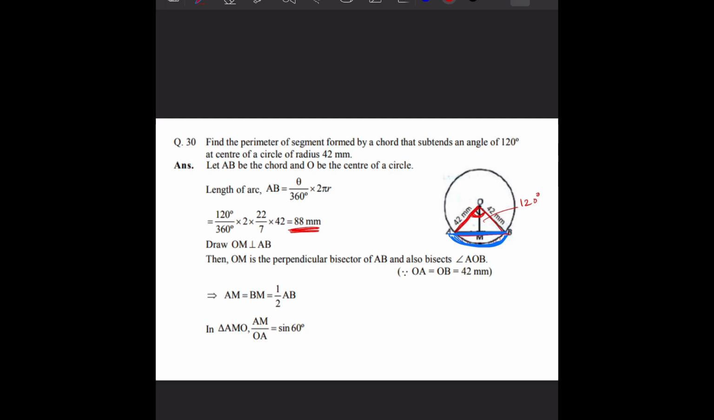We don't know the length of AB chord, but we know OM is the perpendicular bisector of AB. Perpendicular from the center on the chord bisects the chord. AM is equal to BM, which is equal to half of AB, in triangle AMO. As this is a radius and this is also a radius, this will be an isosceles triangle. If this is 120, this will be 30.